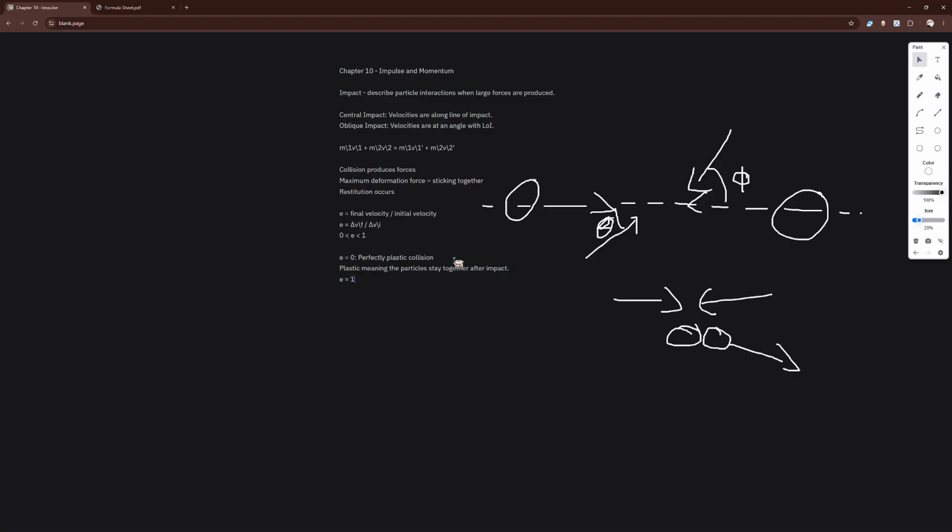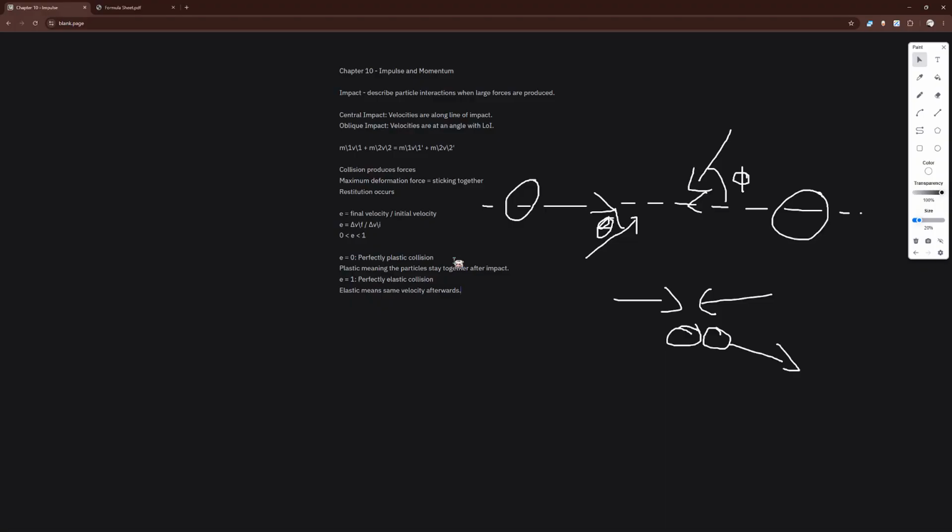And when E is equal to 1, this is a perfectly elastic collision, right? Elastic means that the objects restitute, so they will go back at the same velocities. Same means same velocity afterwards, right?